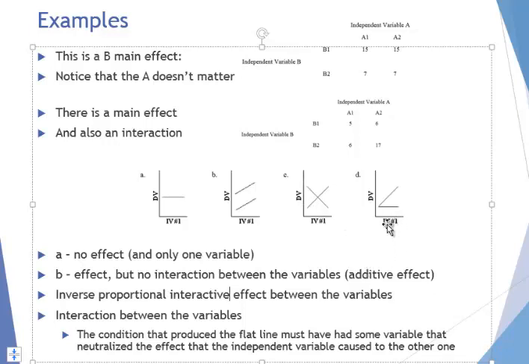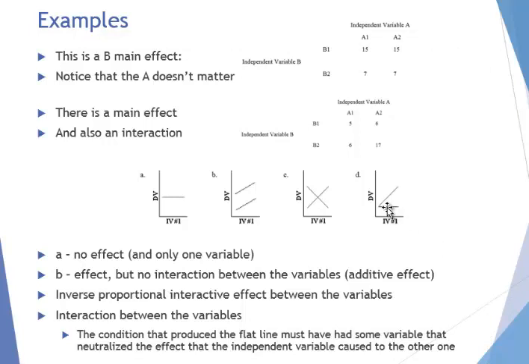Chart 4 shows an interaction, where even though with the first criteria being tested there's no effect, when the second criteria is being tested there is a proportional relationship. The condition that produced a flat line must have had some variable that neutralized the effect of the independent variable to the other one. In other words, remember these lines are each of a different experiment, and so this experiment produced no relationship, whereas this experiment produced a different relationship, so there had to have been some factor that neutralized the relationship between the two, or there has to have been some sort of interaction between the variables to cause it.